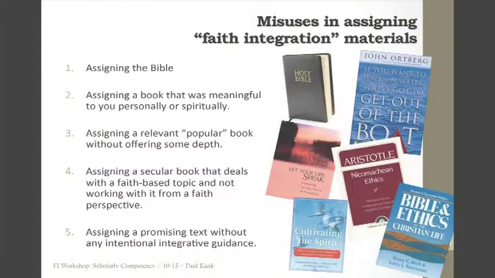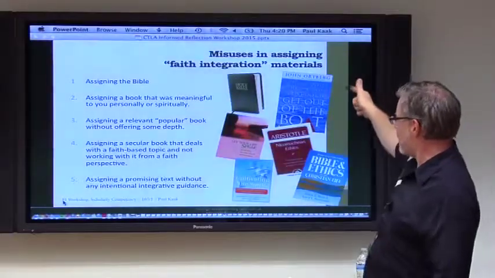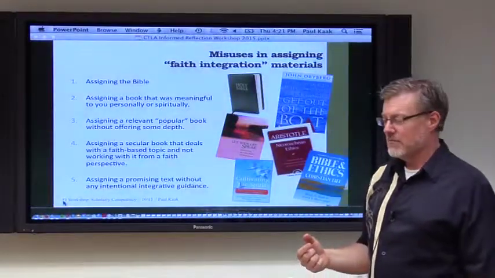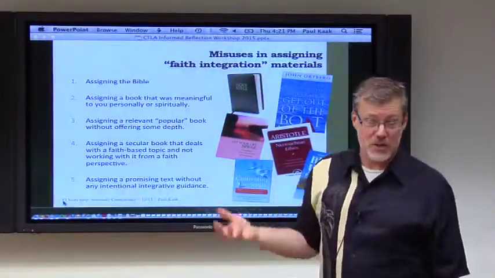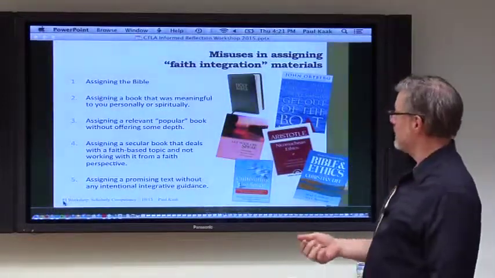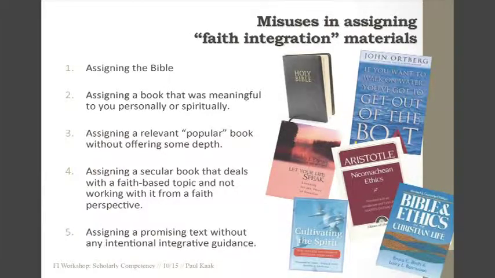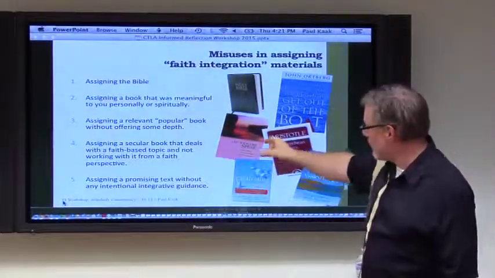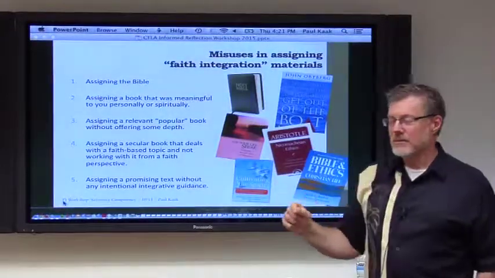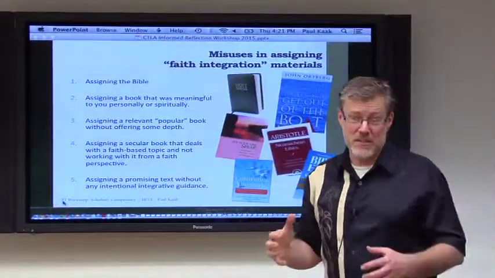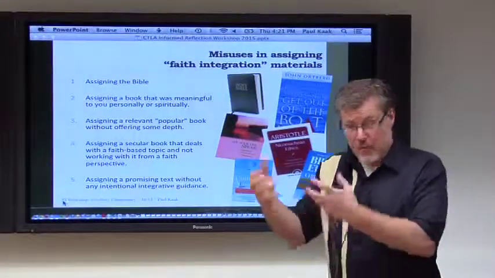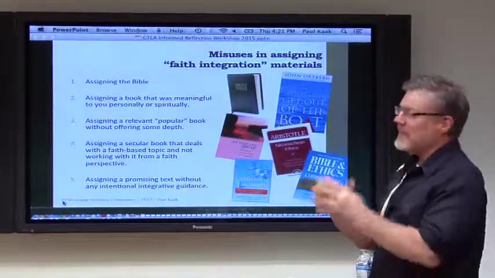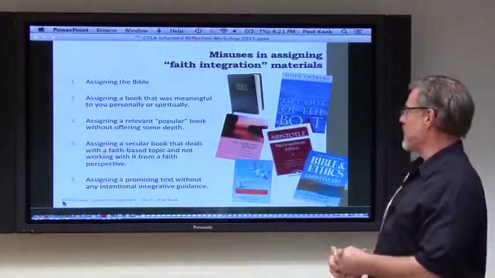Assigning a book that was meaningful to you personally or spiritually. So I've read a couple John Ortberg books, maybe you have, meaningful to me personally and spiritually. But if it has nothing to do with what we're here to learn in this particular class, it's probably not going to be the best choice. Assigning a relevant popular book without offering some depth. So Parker Palmer, people love Parker Palmer. He's a clear writer. He's written a thin little 90-page book. Well, you may choose to do that, but if it's not supplemented by something with some of that more scholarly perspective, which we talked about earlier in this category, then that's nice, but that doesn't necessarily do what we're trying to do here.